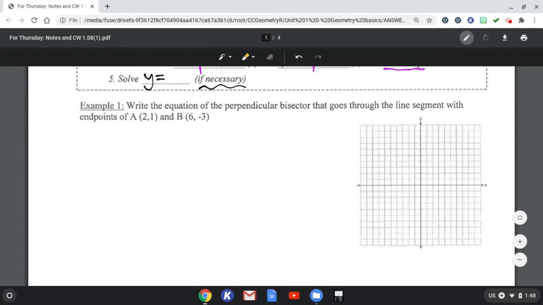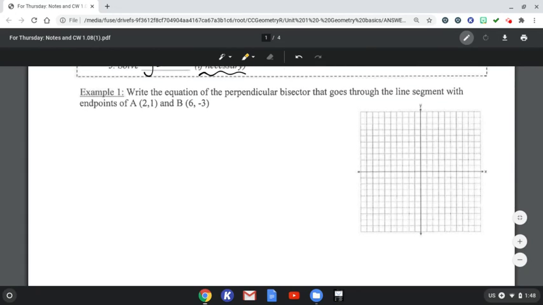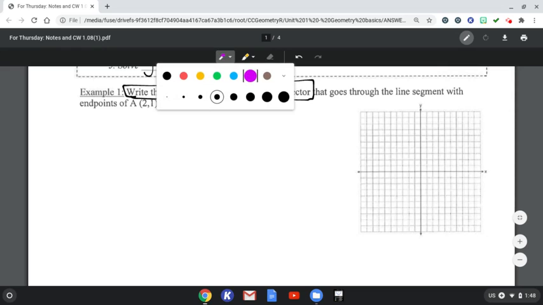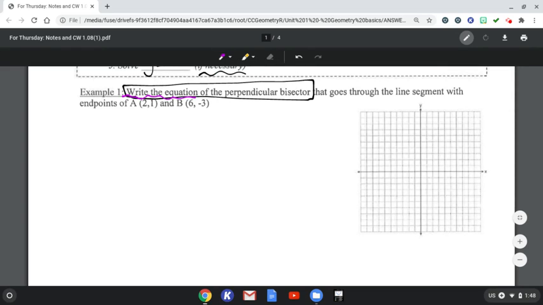So here I'm going to graph example 1. Example 1 says write the equation of the perpendicular bisector. Now each phrase there means a formula. Equation of a perpendicular bisector is our point slope formula. And the point and slope come from the word perpendicular, meaning our slope perpendicular, and bisector, meaning the midpoint.